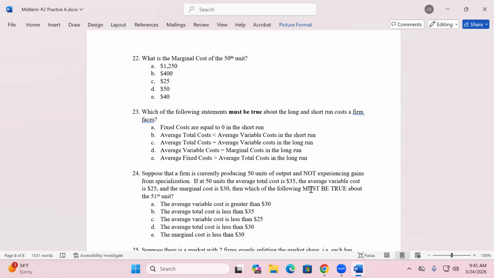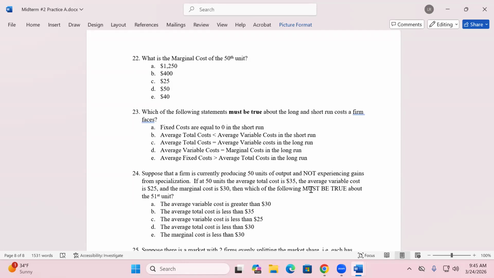Well, if the amount I'm adding is less than the old average, my new average is, where did I have it? Oh, now I don't know where it's at. Here it is. Less than 35, right? It's decreasing, okay? So I know that my new average total cost is decreasing, or must be less than whatever it was before. However, if marginal cost is above the average variable, my new average variable is increasing, or must be greater than whatever it was before. Right? So we know those two things are going to be true.